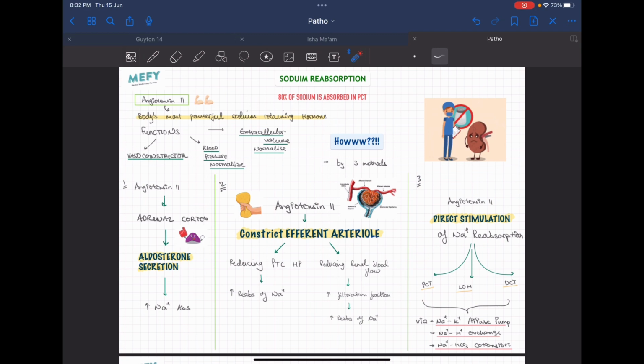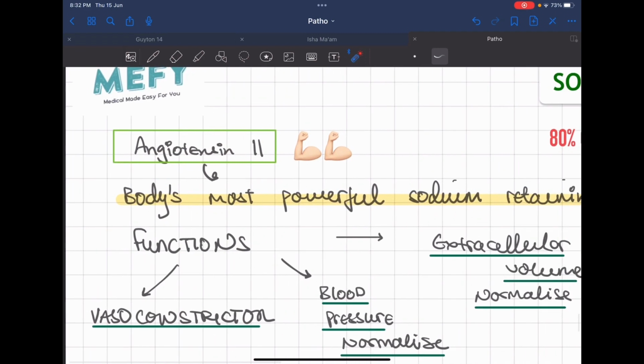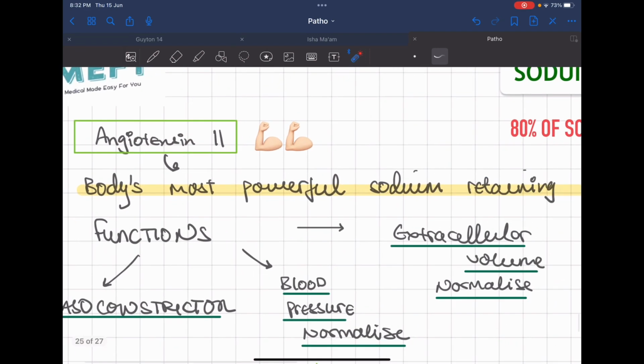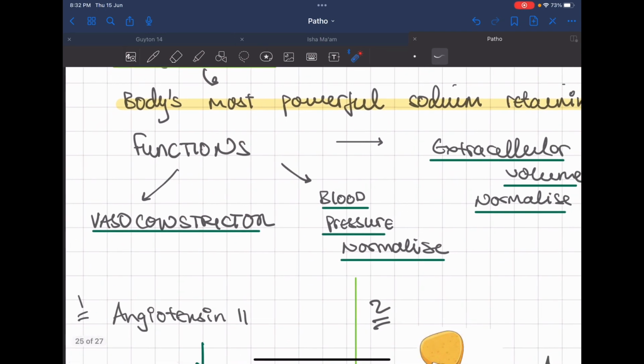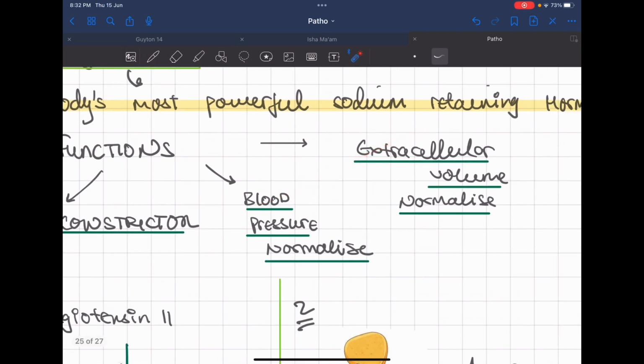Out of these parts, 80% of the sodium gets absorbed in the proximal convoluted tubule. The main reason for this is angiotensin 2. Let us learn about angiotensin 2. Angiotensin 2 is the body's most powerful sodium retaining hormone. It has various functions: vasoconstriction, normalizing blood pressure when it's low, and normalizing the extracellular volume so that the fluid balance is maintained.